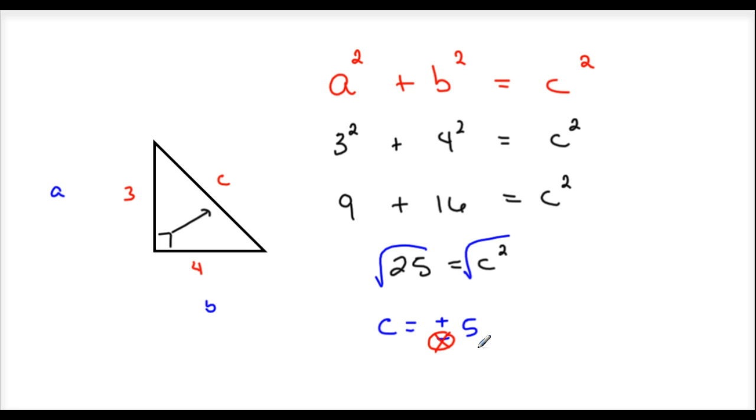Why am I going to just look at the positive sides here? What am I looking for here? I'm looking for c. C represents the what of this triangle? The length of the side of the triangle. So can you have a negative length? That's why I'm only going to look at the positive solution for c.